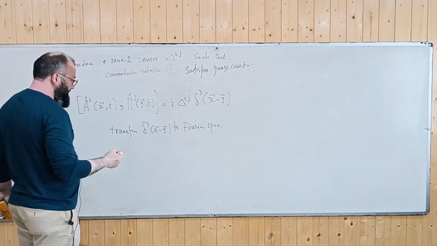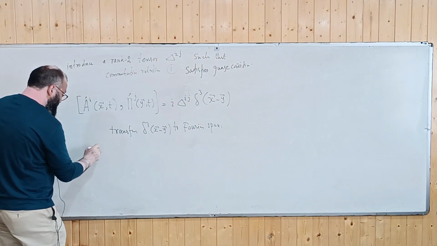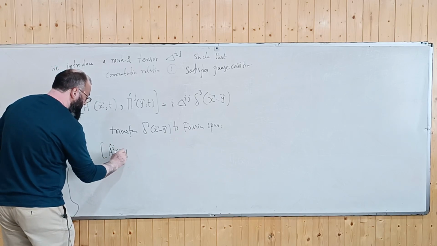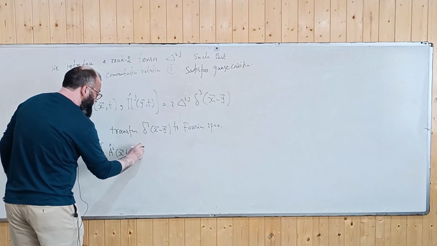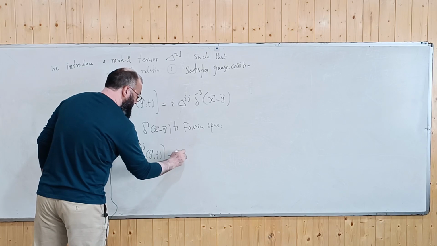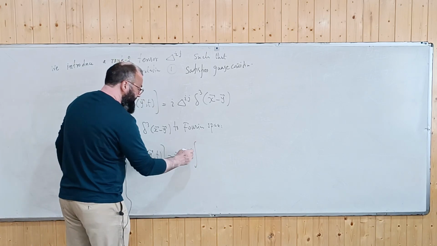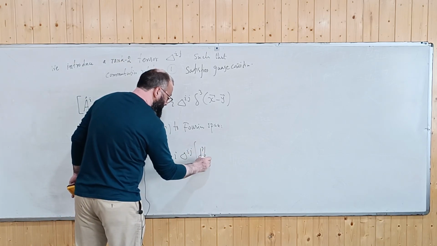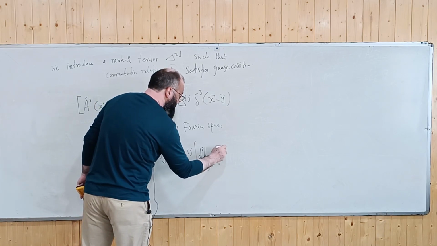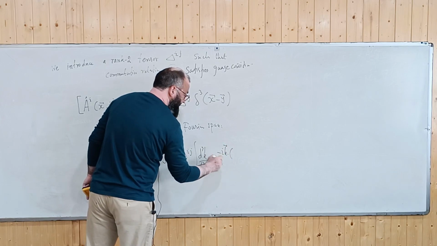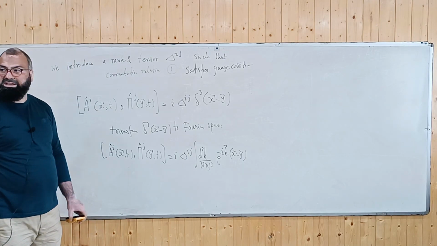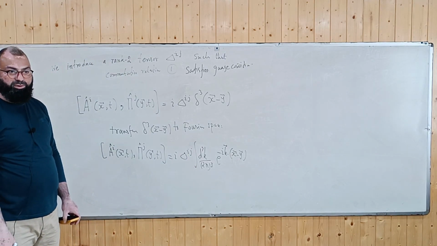So what does that mean? Let me write therefore A_i(x,t), pi_j(y,t), that's equal to i delta ij integral, a three-dimensional integral d3k by 2 pi cube, then e raised to the power minus i k dot, this is a vector, k dot (x minus y). Clear? So now let's take the divergence on both sides.